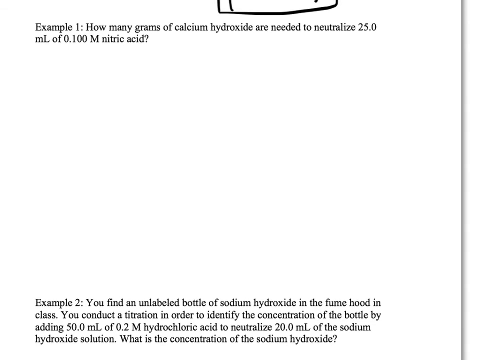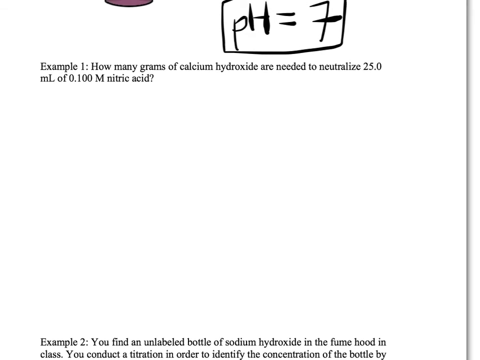Number one says, how many grams of calcium hydroxide are needed to neutralize 25 milliliters of 0.1 molar nitric acid? A little typo, we'll keep this with lithium hydroxide, so the formula would be LiOH. For nitric acid, this is a habit you need to get into: if you're given just the name of the compound, rewrite the formula, and think about what it's asking for. It's asking how many grams are needed to neutralize 25 milliliters of 0.1 molar nitric acid.